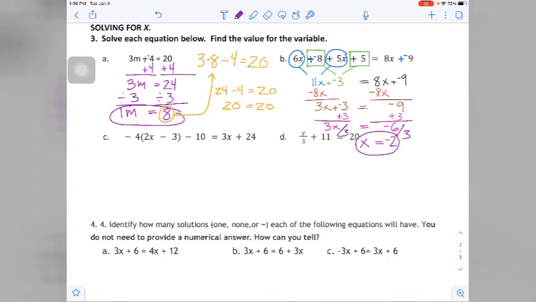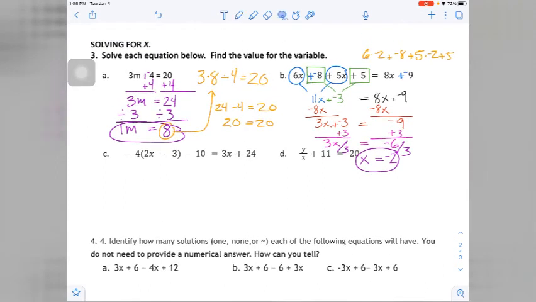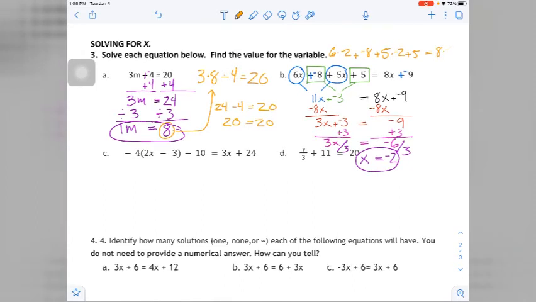If you wanted to check your answer, you would take your work and you would put it in. Instead of 6x, you would do 6 times negative 2 plus negative 8, right? I'm just rewriting all of this. And then plus 5x, but instead of x, I'm going to write 5 times negative 2 plus 5. And then I should move that over. And then on the other side, I'm going to do 8 times negative 2 because it was 8x. And then plus negative 9.